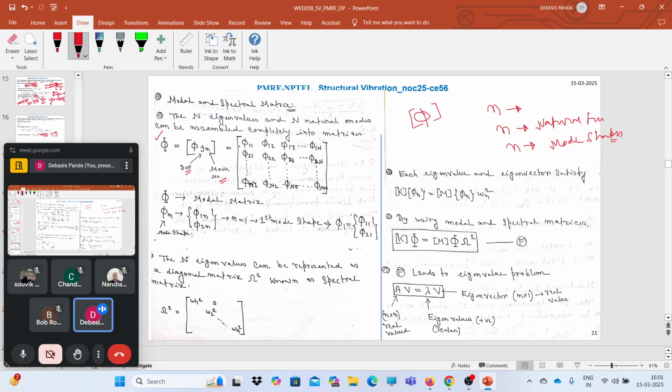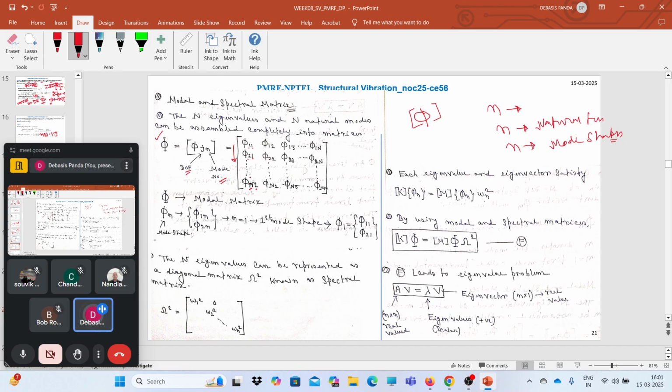So if we write down the matrix, the first component will be the first degree of freedom, first mode. Then, as per this column, what will be the second degree of freedom for the first mode? Again, the nth degree of freedom for the first mode.